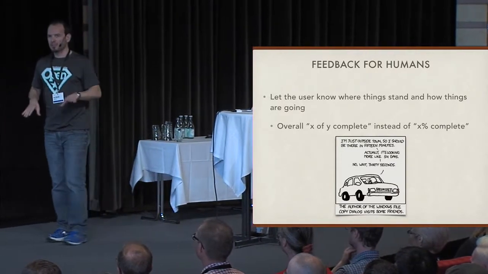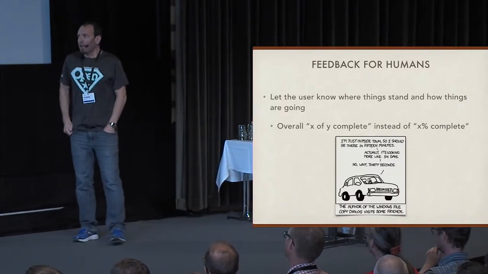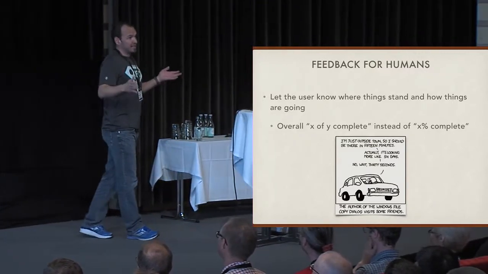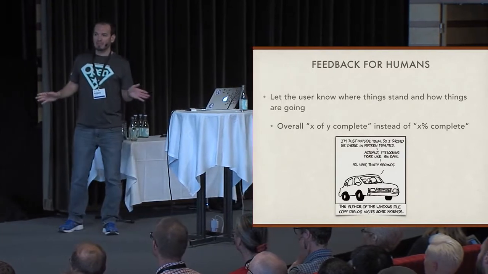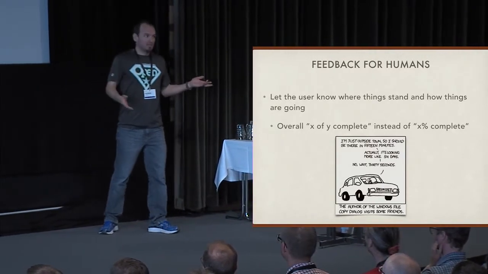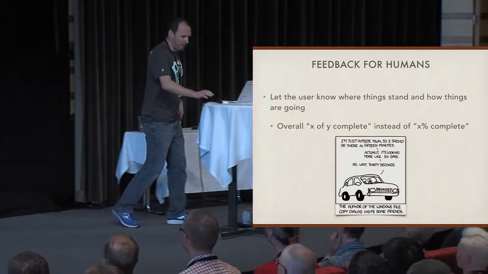So when you're having a command with subtasks, try to avoid giving overall percentages. That's going to confuse the user. It's going to frustrate the user. So try to go for just, well, there's 99 tasks out of 100. It doesn't mean that it's a percentage. It doesn't mean a time estimate at all. It simply means that there's just one more task to go.